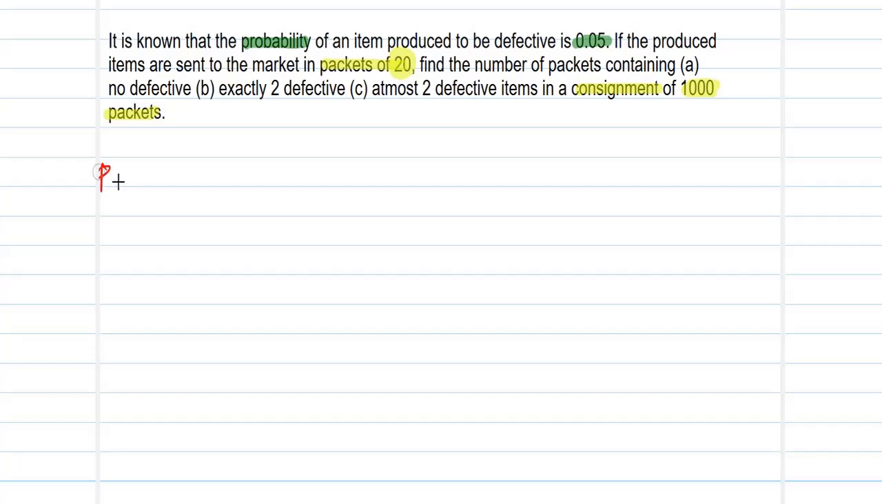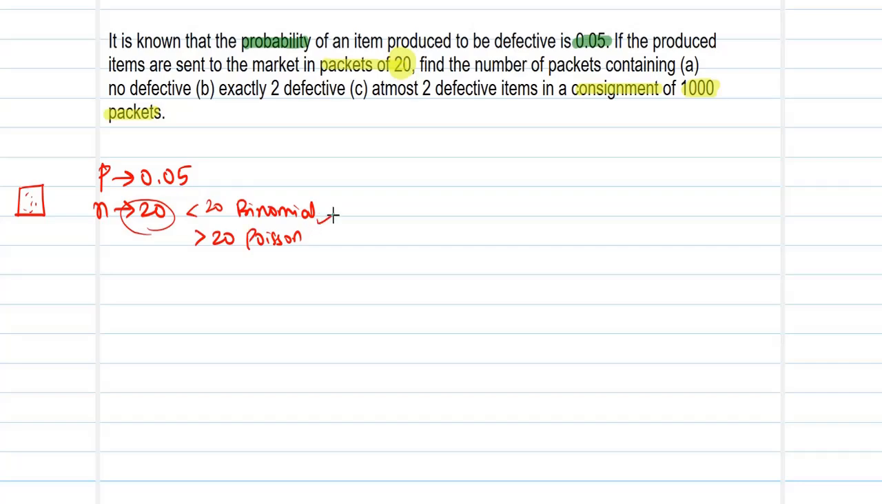Probability of success p has been given as 0.05, and you send the items in a packet of 20, so the number of items in the packet is going to be equal to 20. Now n is equal to 20. Less than 20 means you can apply binomial, and greater than 20 means we can apply Poisson distribution. But it is equal to 20, in which case both binomial and Poisson can work one and the same.